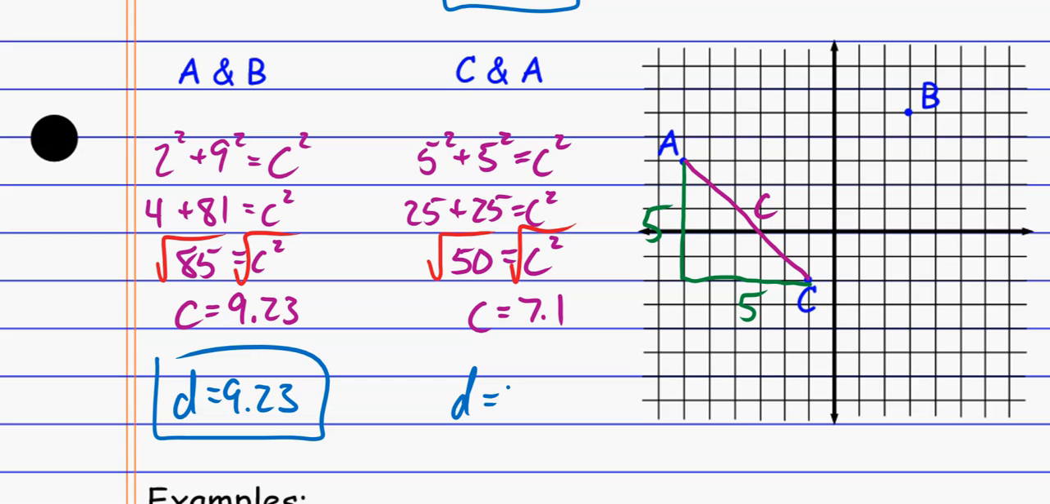The distance is 7.1. So again, anytime we have 2 points, we can just count over and up, or down and over. I count the legs. I just make a right triangle. I count the legs. I find the distance using the Pythagorean theorem.